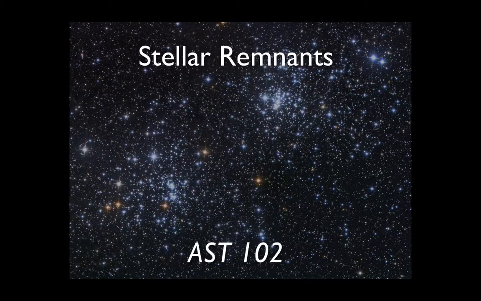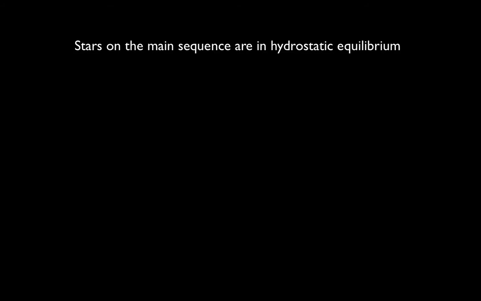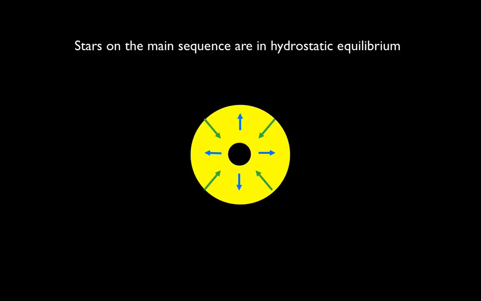Hello everybody. Today our topic is stellar remnants. As we saw last class, stars will spend most of their lives on the main sequence, fusing hydrogen into helium at their core. The energy released by these reactions counteracts gravity and keeps the star in hydrostatic equilibrium. When the star is on the main sequence, the pressure generated by the nuclear reactions at the core is enough to balance the gravitational contraction.